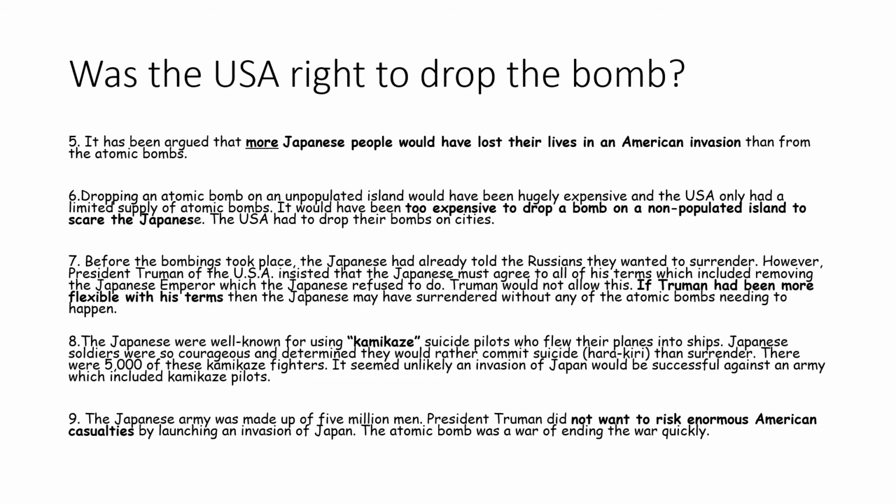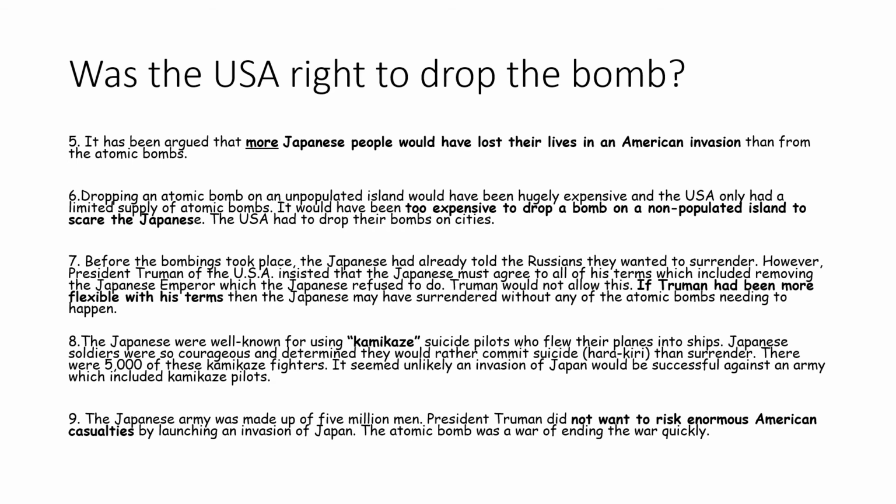Okay, and finally, number nine, the Japanese army was made up of 5 million men. President Truman did not want to risk enormous American casualties by launching an invasion of Japan. The atomic bomb was a way of ending the war quickly.